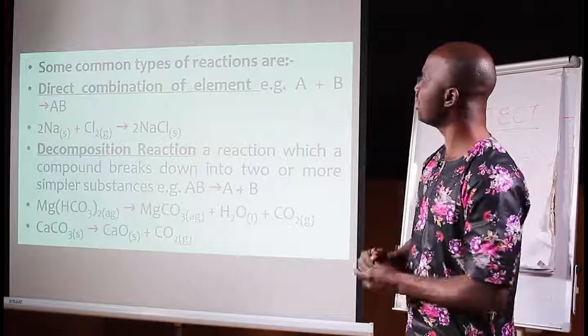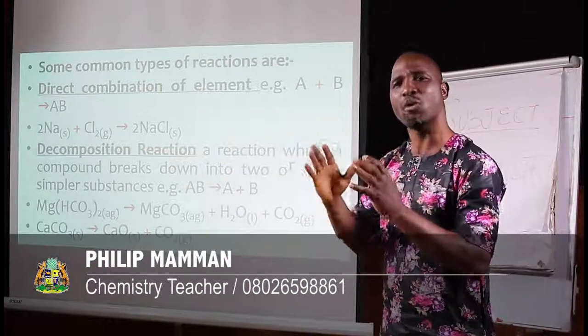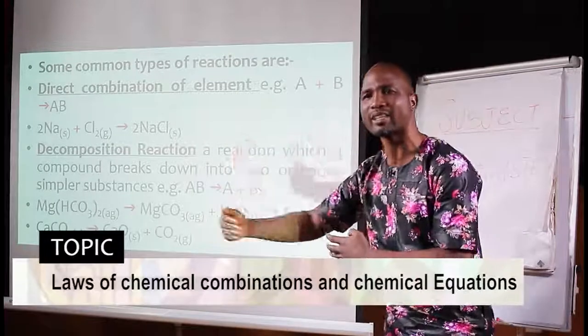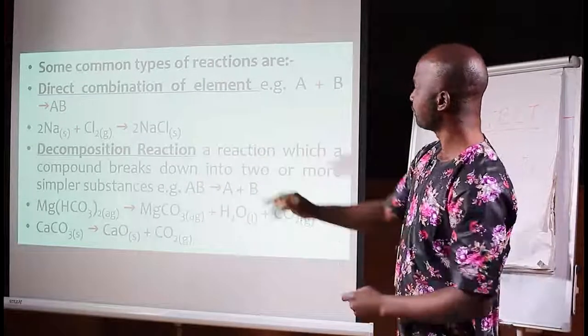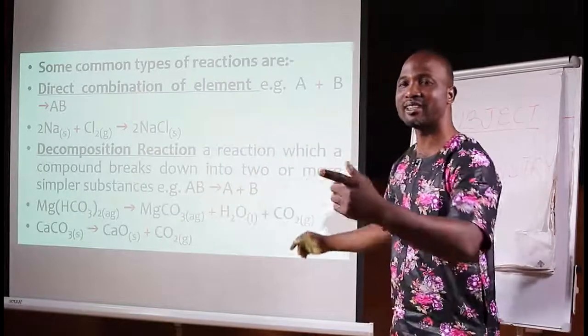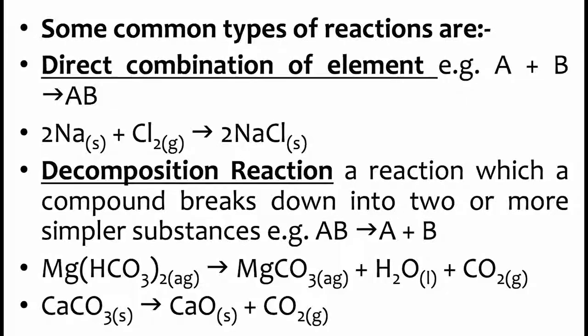In other words, when we say decomposition reaction, it means one chemical compound will break down to give you two or more other chemical compounds, as the case may be. So you can see that AB reacting to give you A plus B, as in the case of magnesium hydrogen trioxocarbonate IV decomposing to give you magnesium trioxocarbonate IV plus water plus carbon IV oxide. So if a reaction is decomposition, you know what the product is likely to be.